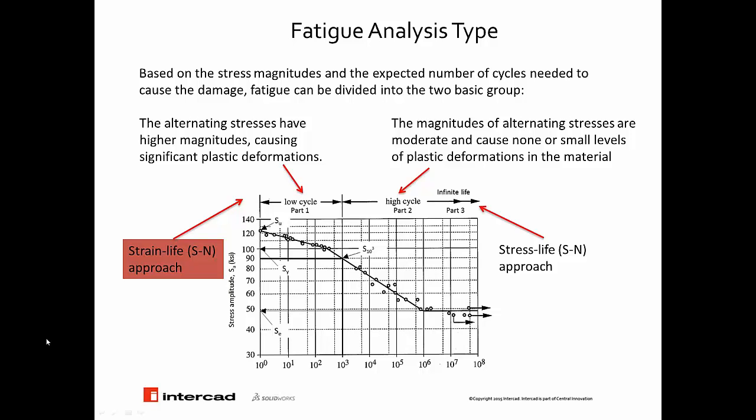However, in other situations, if our alternating stress magnitudes are moderate, causing none or small levels of plastic deformation in the material, the appropriate approach is the stress-life approach, and it's called high cycle. This is what we can consider and simulate in SolidWorks Simulation. As you can see, stress-life, which we can call SN, requires some input data called the SN curve, and this is what we are going to introduce in the next slide.